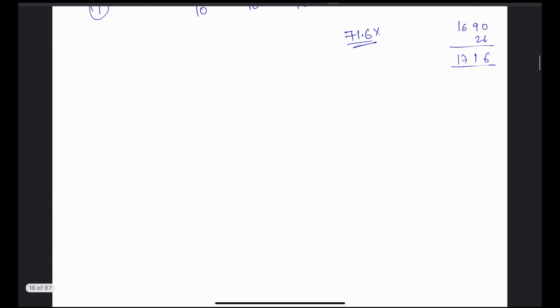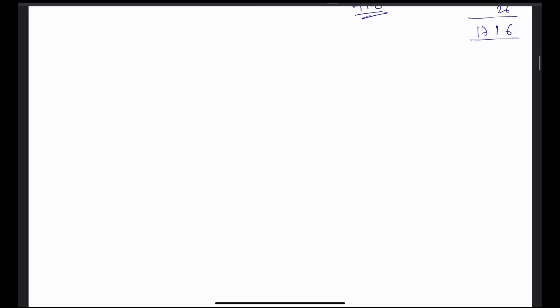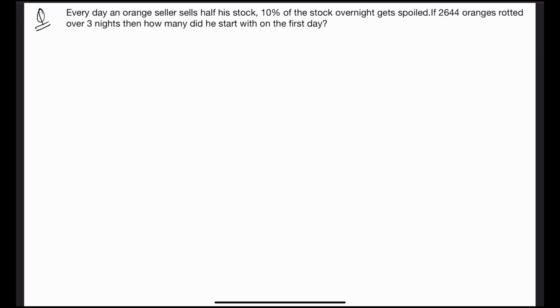Now we will try to solve as many questions as possible. So let's solve some questions based on the same approach which we have done right now. Every day an orange seller sells half of his stock. Whatever stock he has, he sells half, and then 10% of the stock gets spoiled overnight. If 2644 oranges rotted over 3 nights, then how many did he start with on the very first day?